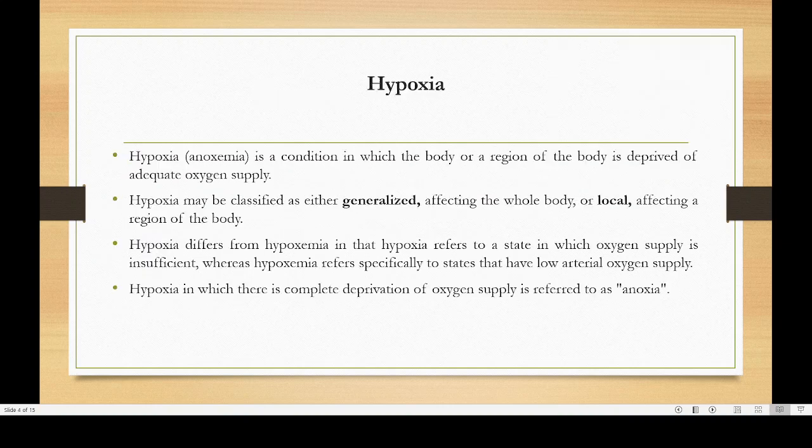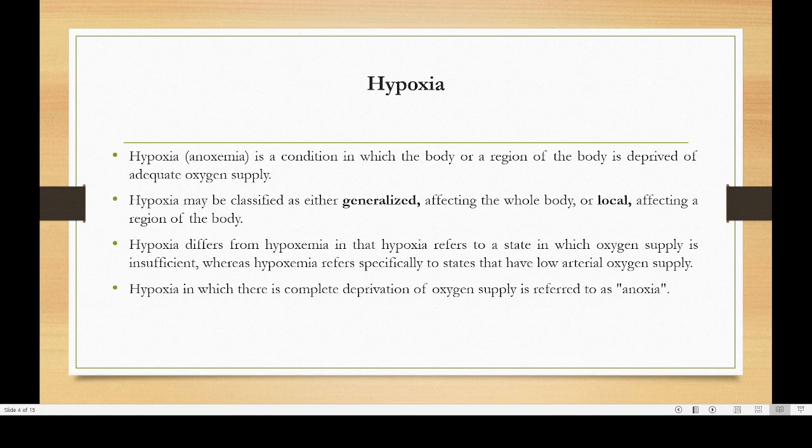Then we have the term hypoxia. In hypoxia, hypo means low, oxia means oxygen. So it is a condition in which the body or a part of the body is deprived of adequate oxygen. If the whole body is not getting oxygen or any part of the body is not getting oxygen, we call it hypoxia: low oxygen to either the whole body or a part of the body.